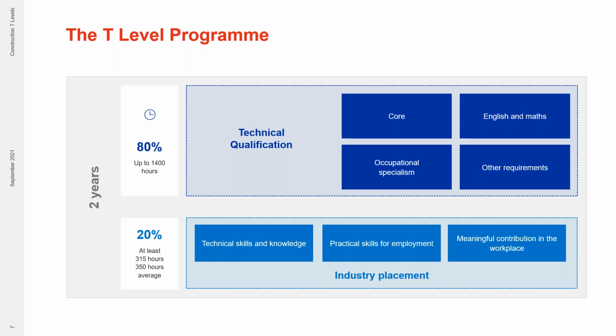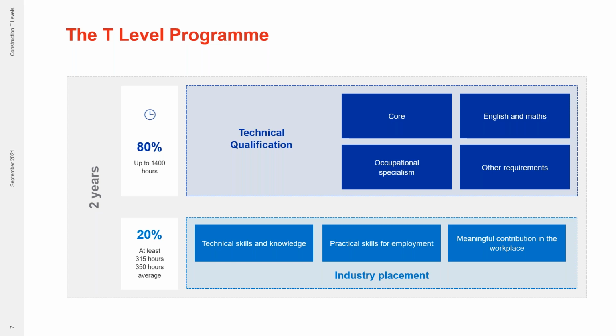Then you've got the 20% industry placement, which is around 315 to 350 hours, or 45 days. That's where learners can further develop practical skills for employment, and enhance their knowledge as well. The industry placements must be meaningful, contributing to the learner's development and complementing what they are learning during the TQ and during their time in college as well. So the industry placement is paramount.